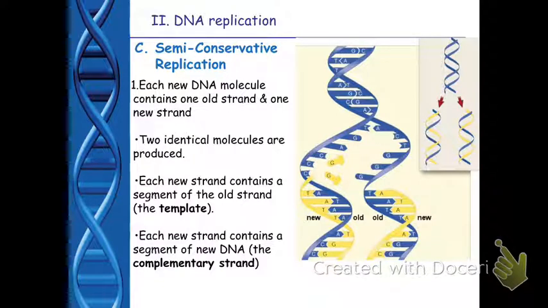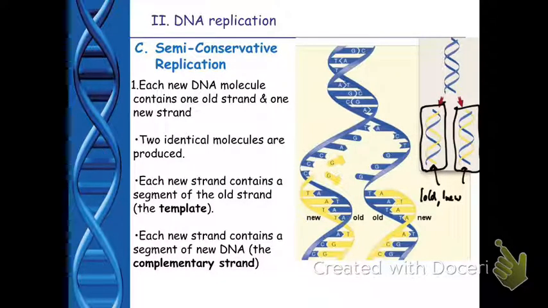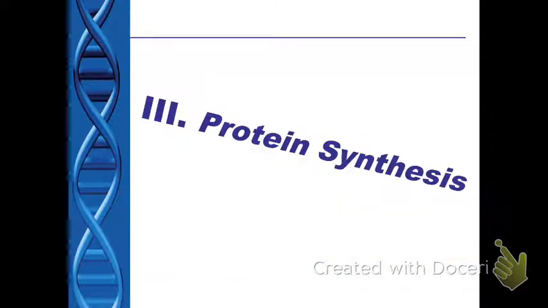Okay, so the last term we got to learn is that DNA replication is what we call semi-conservative. What you'll notice is that if you look at the two new DNA copies, they have one old and one new strand, right? So we call it semi-conservative, meaning you conserve one and then you have a new DNA strand. The old strand is called the template, and the new strand is called the complementary strand. Okay? So we call it semi-conservative.